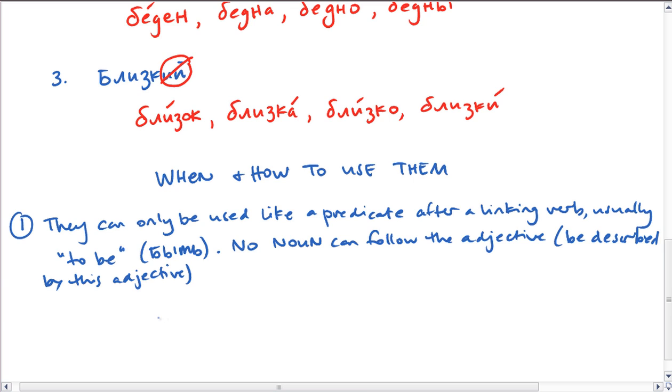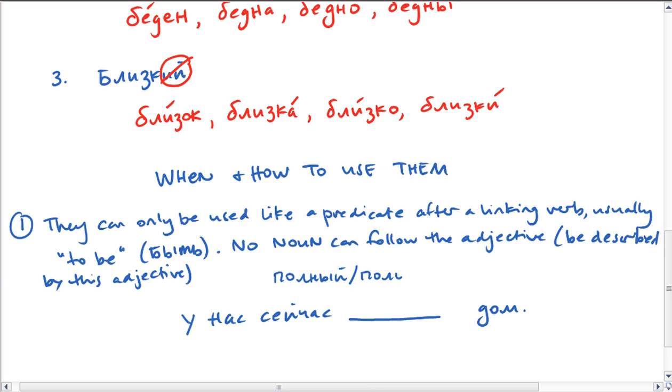So you couldn't say "у нас ... сейчас." If you want to say right now we have a full house, so you're going to choose between polny or polon. In this case, you can't use the short form. You have to use the long form because the noun is coming after. So u nás polný dom, right? Because you're describing that noun that comes after.